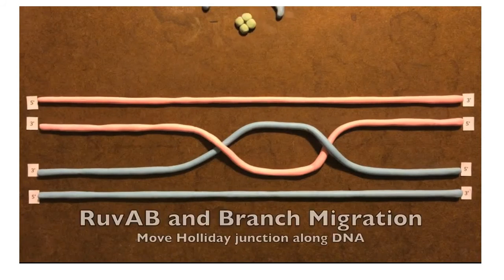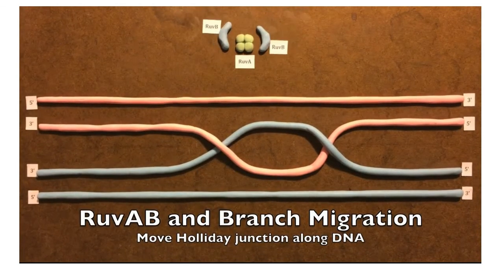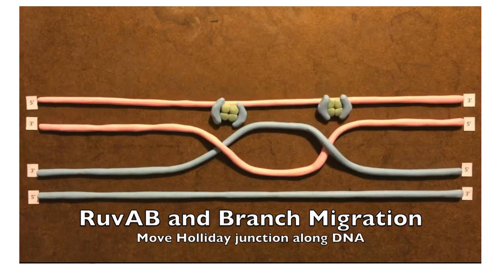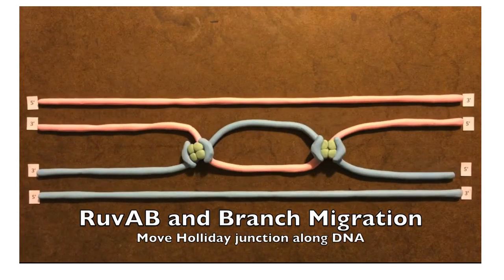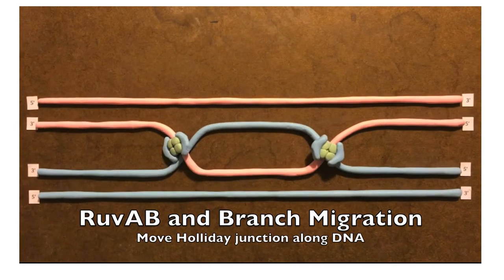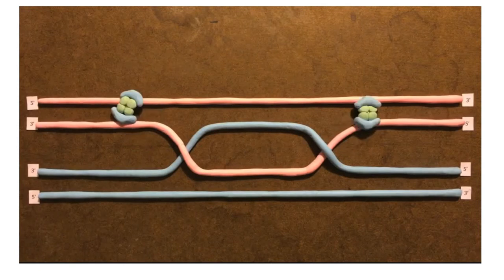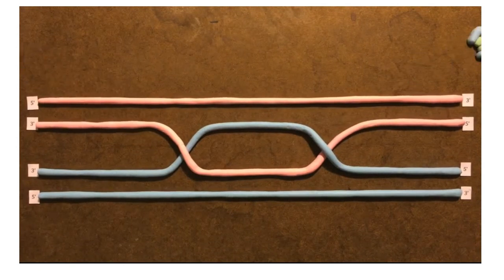The branch migration is stimulated by RuvA and RuvB proteins, also known as RuvAB, to move the junction along the DNA. RuvA is a site-specific binding tetrameric protein of the Holliday junction. It recognizes the junction and binds to it. Then it recruits RuvB. RuvB is a hexameric ATPase that supplies energy to the base pairs that migrate the DNA branch rapidly in a single direction.